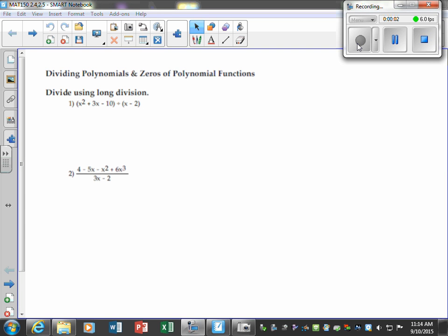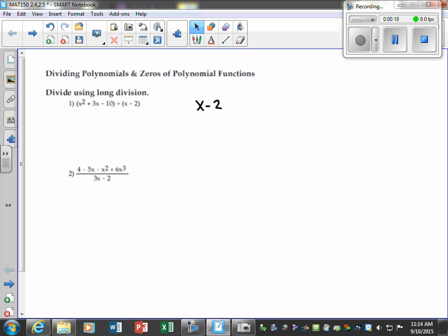Alright, in section 2.4 and some of 2.5, we're going to be doing these probably back to back. We're dividing polynomials and zeros of polynomial functions. So let's just recall how to divide using long division.